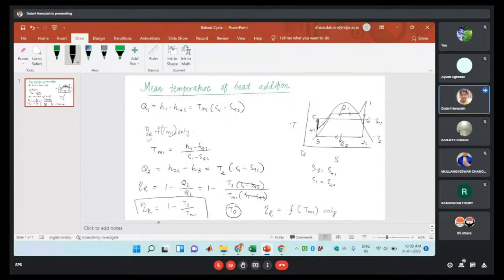Okay, so this is the mean temperature relation. That mean temperature, if you compare it with the maximum temperature of the steam that can be used in the turbine, that maximum temperature of the steam is fixed due to the metallurgical consideration.